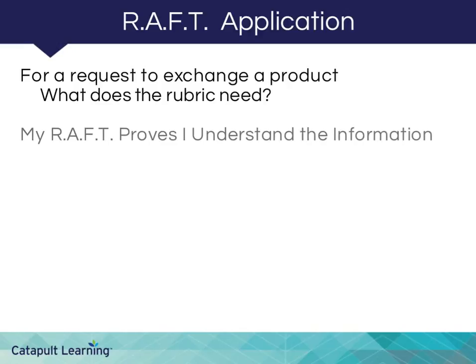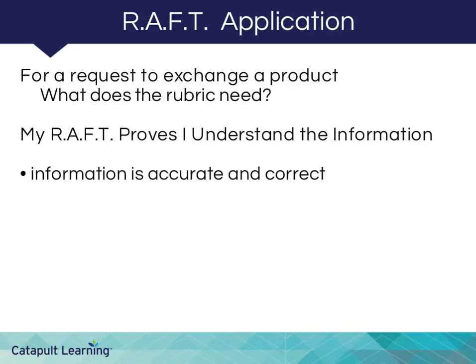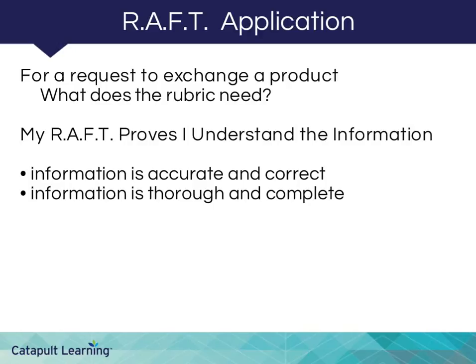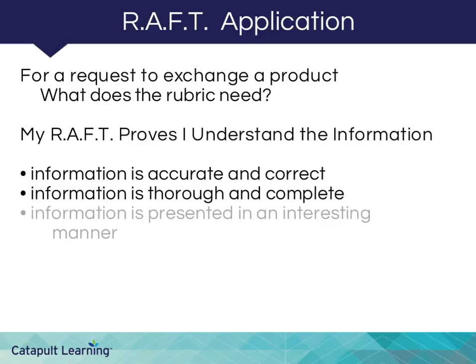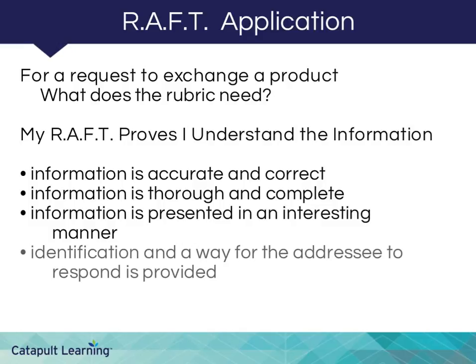When asking to exchange a product, at minimum, what does the rubric need? My RAFT proves I understand the information. Information is accurate and correct. Information is thorough and complete. Information is presented in an interesting manner. Identification and a way for the addressee to respond is provided, like a return address.